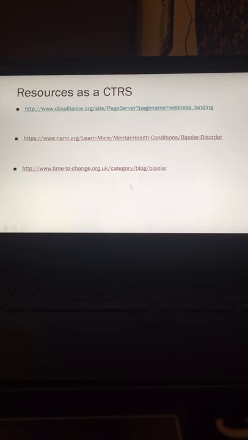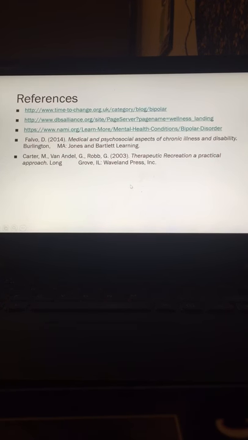And then last is just my references. So I use the Falvo book and then the book that's used for the 326 class.